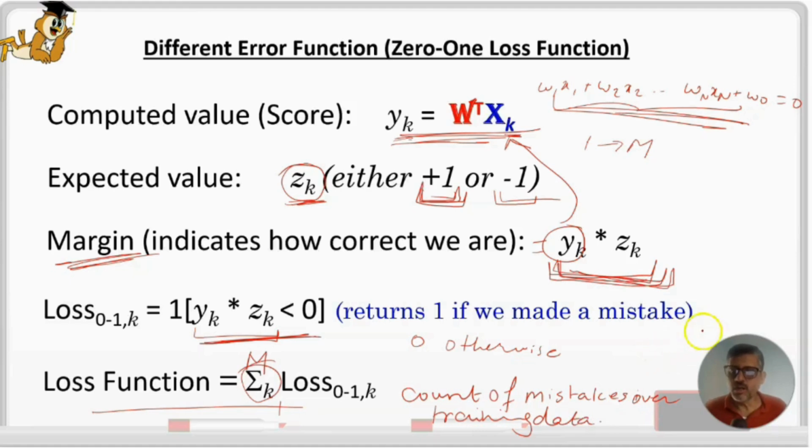So if your training data had 2,500 points, out of which on 1,700 points you made an error, the loss function would have a value of 1,700, and the other 800 points, the remaining 800 points you did correctly, so you would not count them, right? So this is the definition of the loss function.